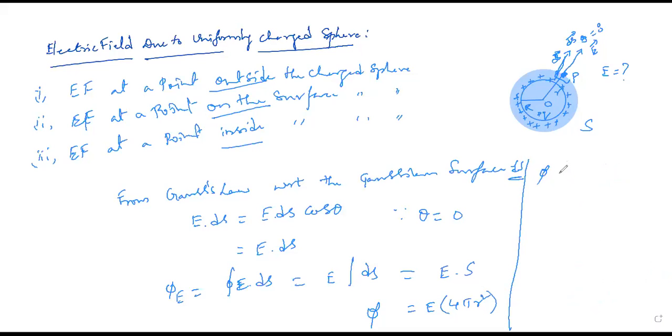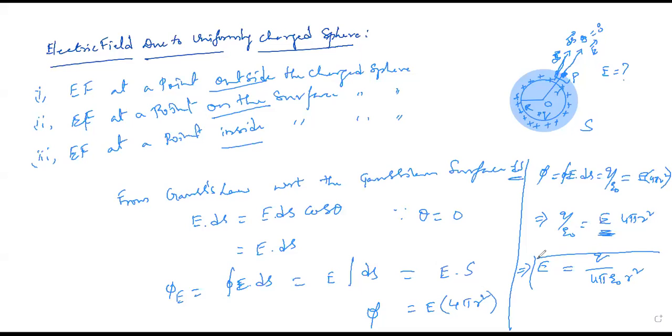From Gauss law, phi is equal to closed integral E dot dS, which is equal to Q by epsilon naught, because the charge present is plus Q. This should be equal to E into 4 pi r square. So Q by epsilon naught is equal to E into 4 pi r square. Our aim is to find E, so E is equal to Q by 4 pi epsilon naught r square. I just took this term to this side.